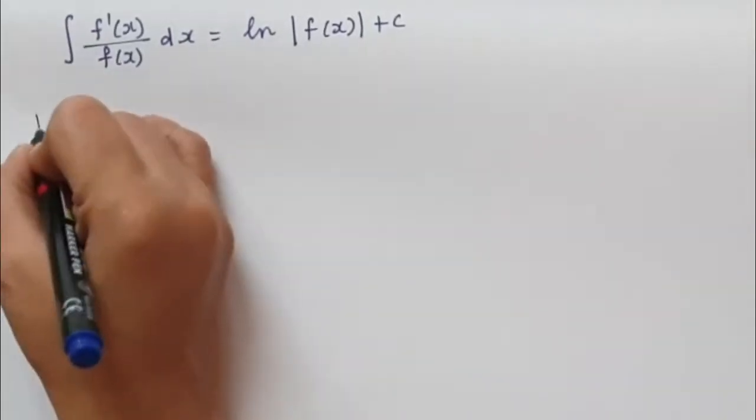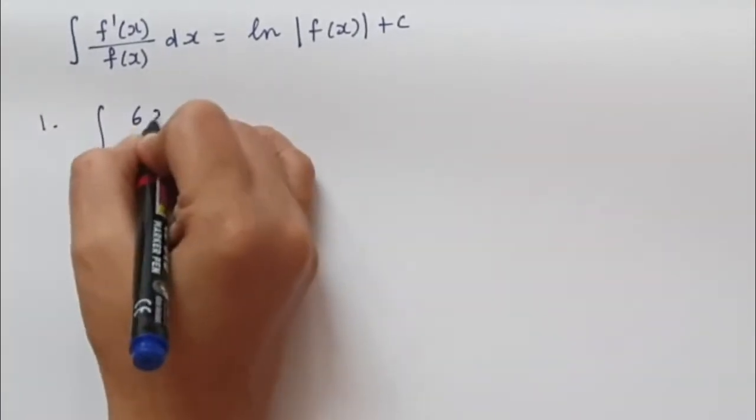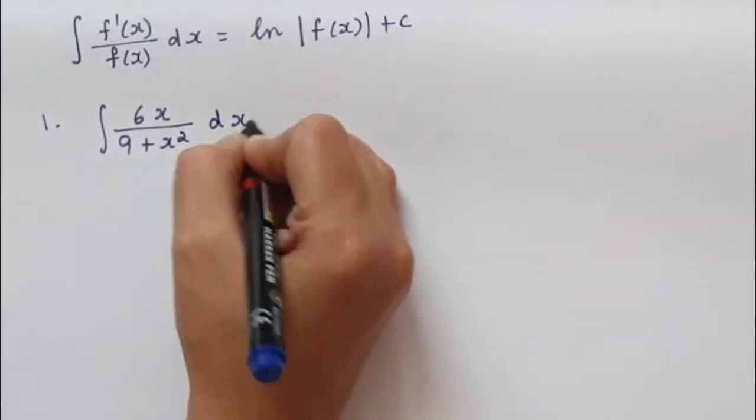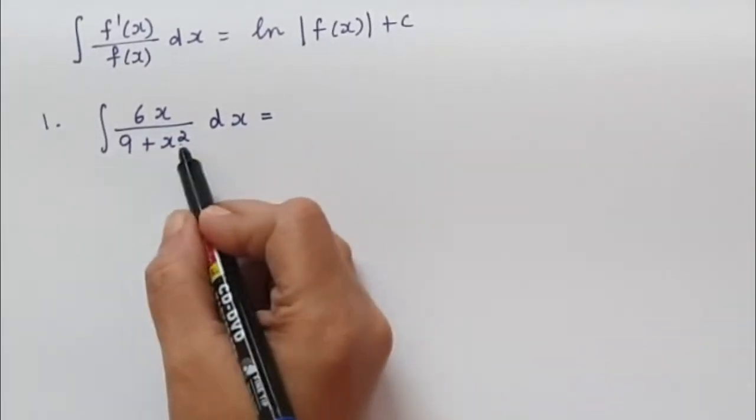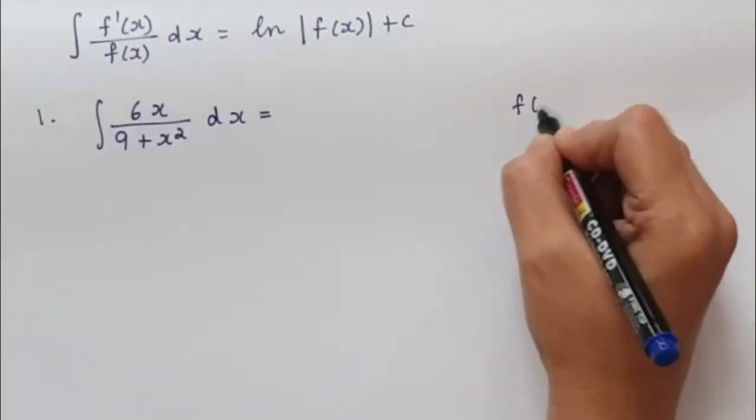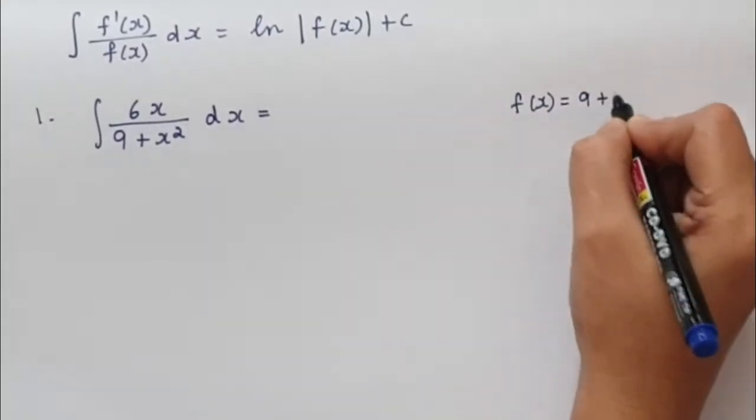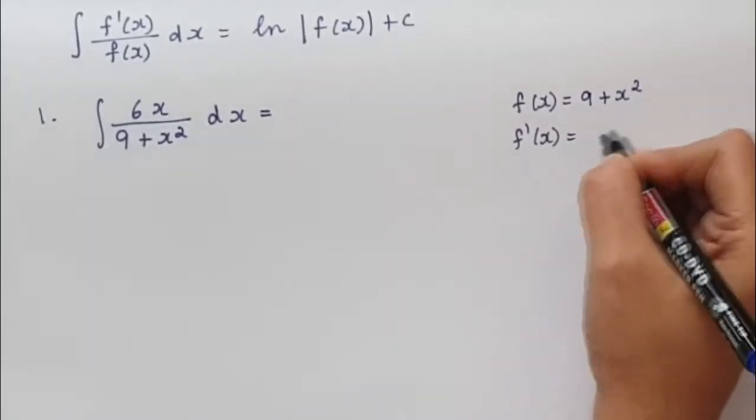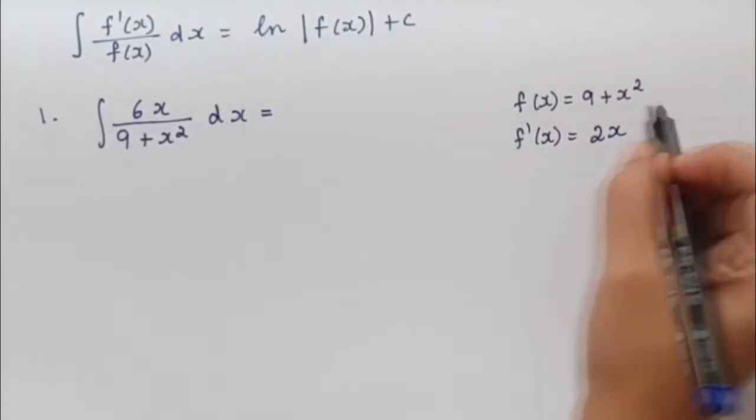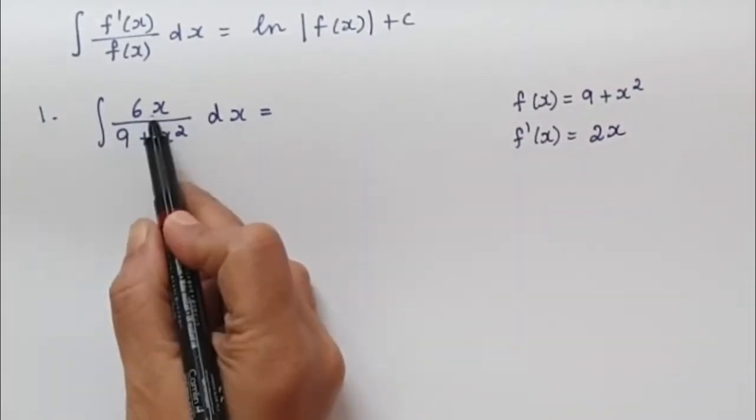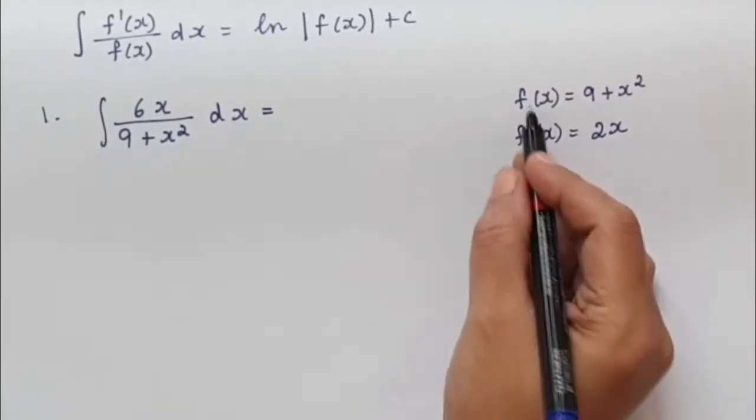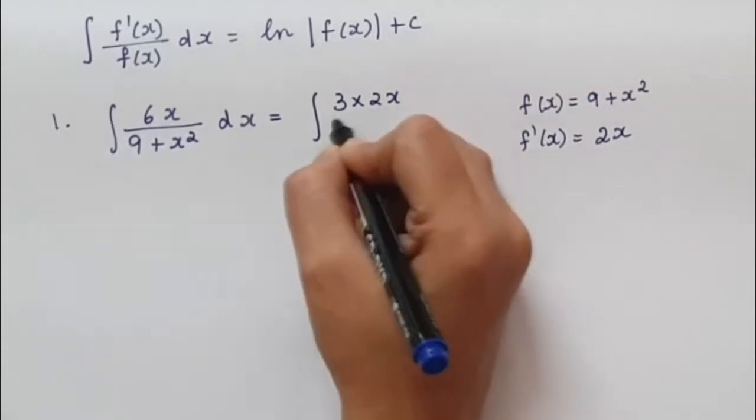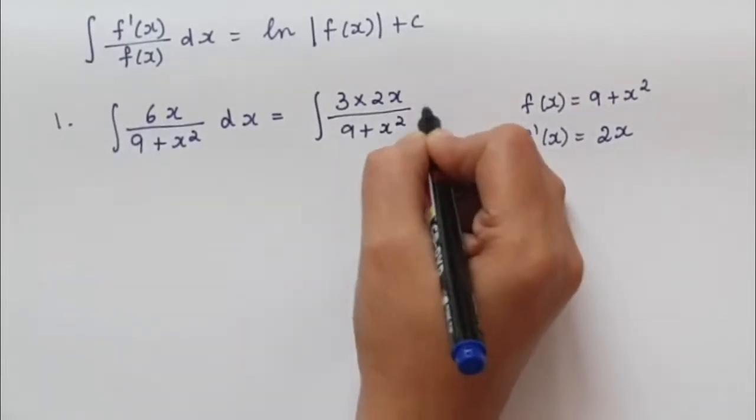Now, our first question, let us see how this works out. 6x over 9 plus x squared dx. Suppose we take f of x as the denominator. f of x will be equal to 9 plus x squared. So if we find f dash of x, 9 when differentiated is 0, and x squared gives 2x. This 6x can be written as 3 multiplied by 2x, so that when we differentiate, we get our numerator. So this can be written as 3 multiplied by 2x divided by 9 plus x squared dx.